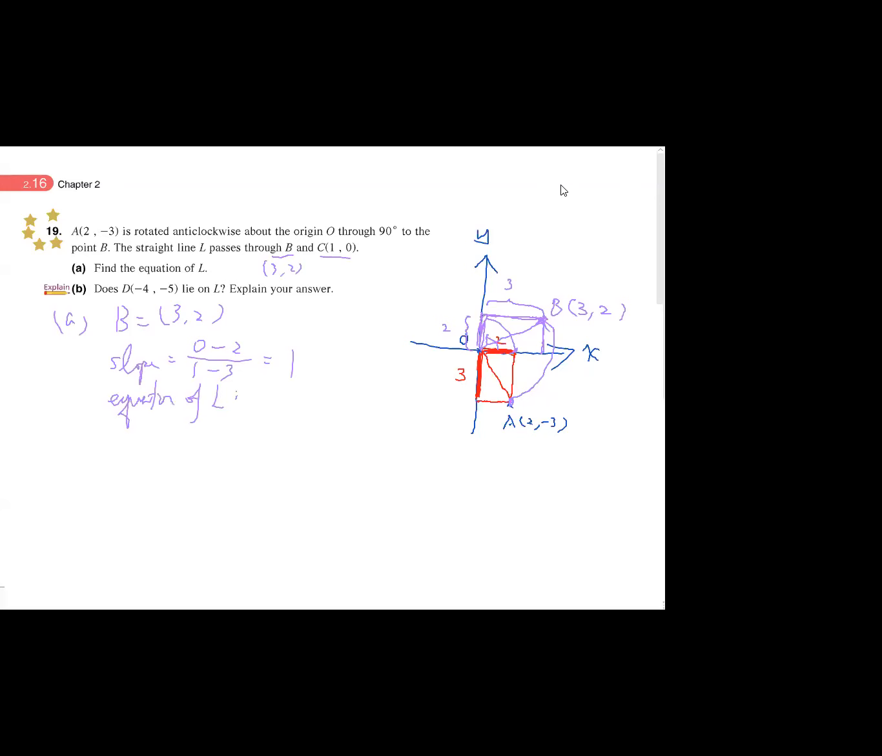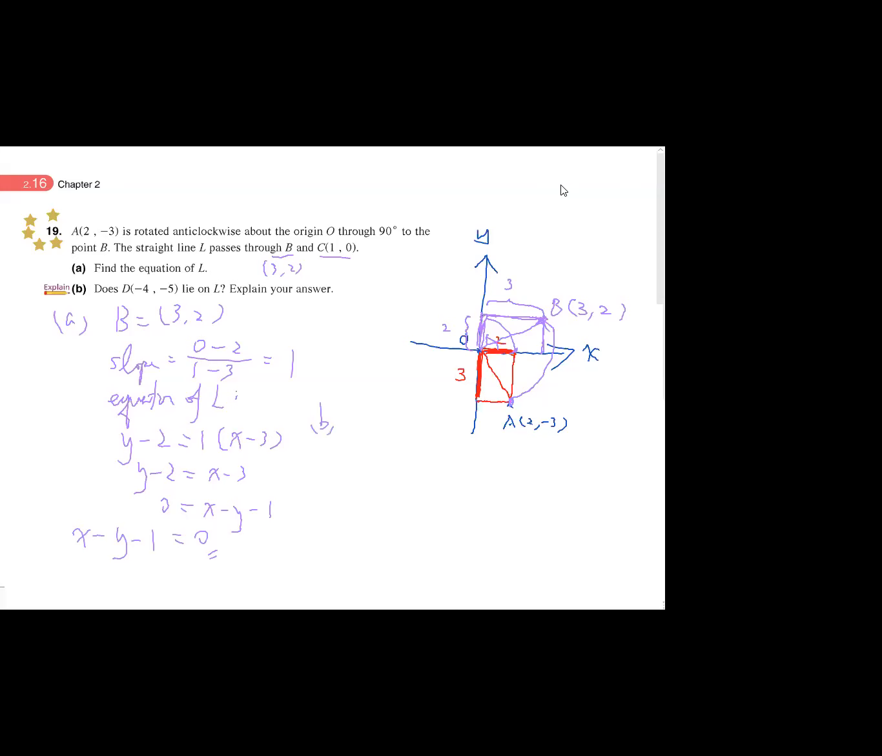The equation of L will be y minus 2 equals 1 times (x minus 3). So y minus 2 is equal to x minus 3, and then move all the terms to the right, writing the equation on the left: x minus y minus 1 is equal to 0. So that is the equation, the answer of part A.